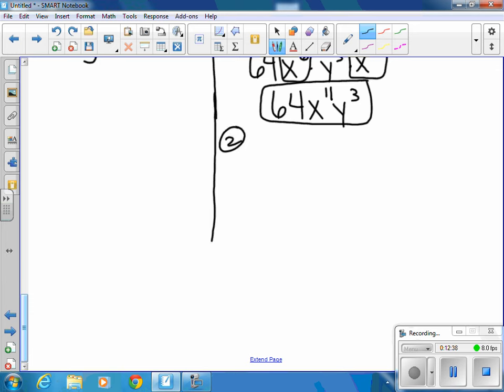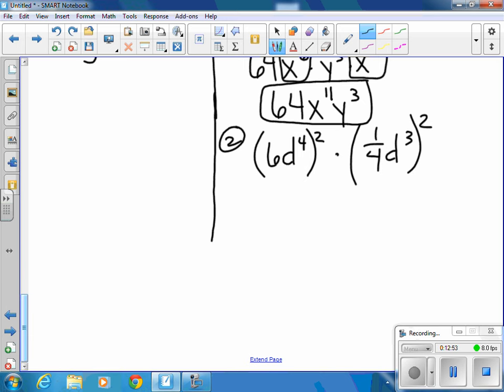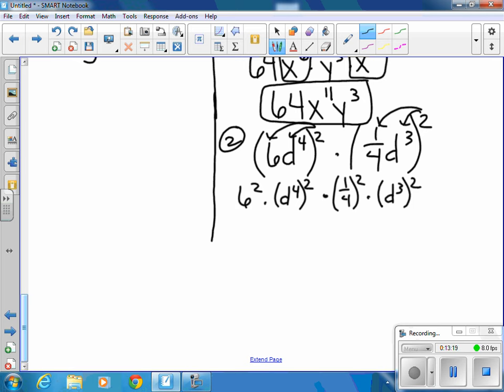All right, so the next one, we'll have 6d to the 4th power, all squared, times 1/4 d to the 3rd power squared. Okay, so don't panic now because you see a fraction in your parentheses. That's nothing to panic over. We're going to treat it like we normally would. Take your powers on the outside and distribute them or give them to everybody inside. So that's 6 squared times d to the 4th squared. Over here, this is going to be 1/4 squared times d to the 3rd power squared. So that's just the distributing part.